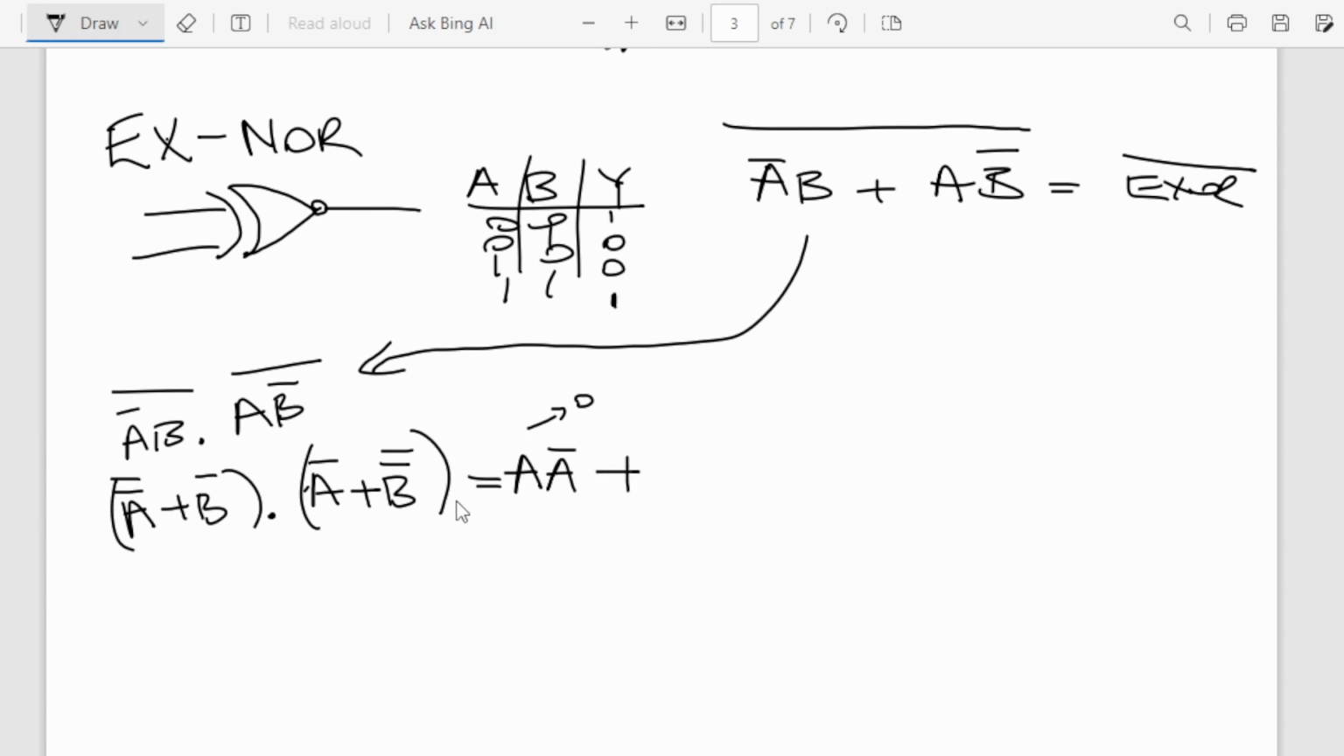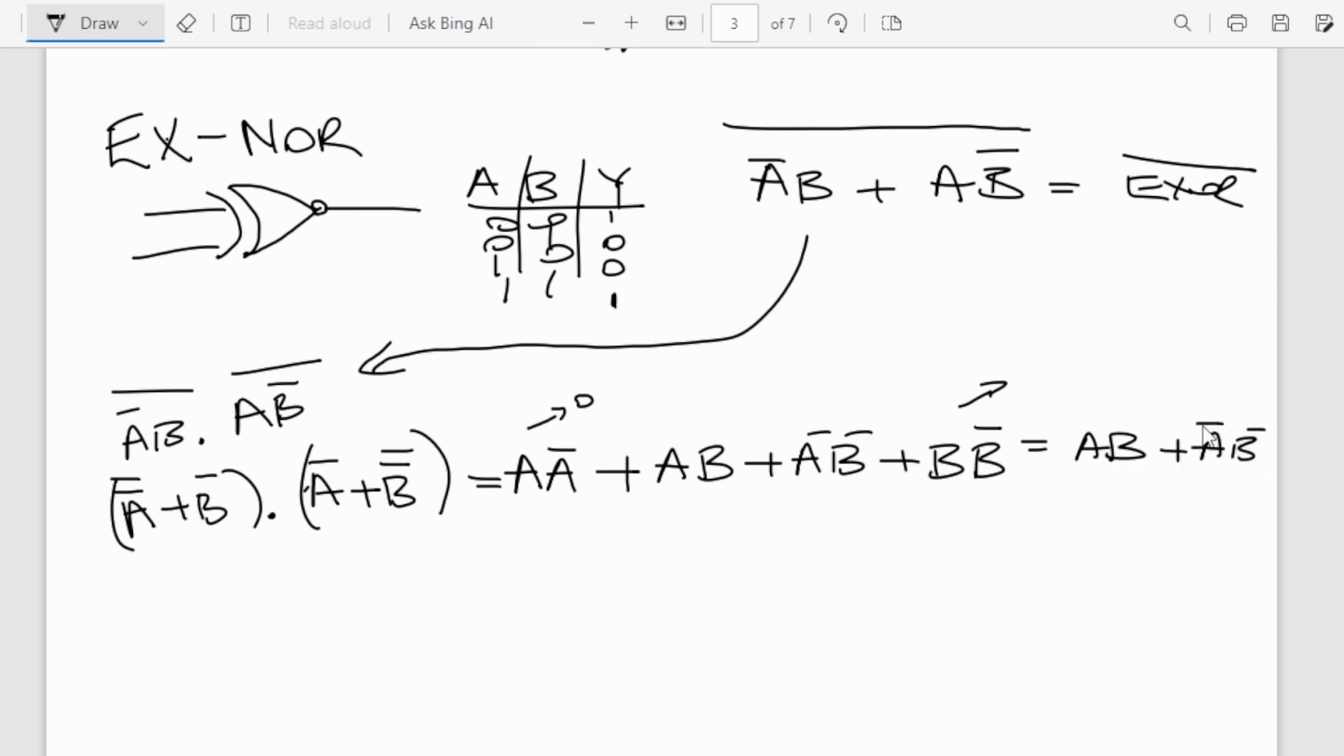Plus, so now we're going to do A times B. So we're going to have AB. Then we're going to do B bar times A bar. So we have A bar B bar. Likewise, we're going to have B bar times B, which will go to 0 as well. So your answer is going to be AB plus A bar B bar.